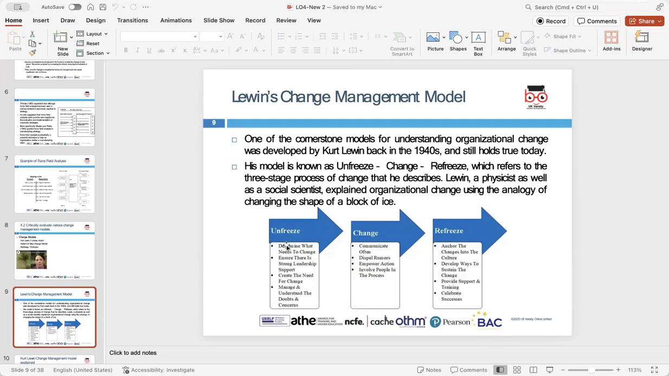The first stage is unfreeze, which emphasizes the need to determine what aspects of the organization need to be altered. It involves ensuring that leadership supports the change and creating a strong need for the change. The second stage, change, requires continuous communication, dispelling any rumors, empowering actions, and involving people in the process. Then finally, the refreeze stage ensures the change is embedded into organizational culture. It involves developing mechanisms to sustain the change, providing support and training, and celebrating success to solidify the new behavior.